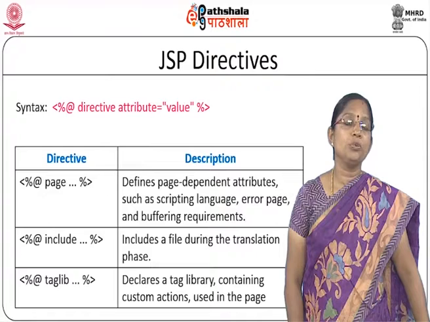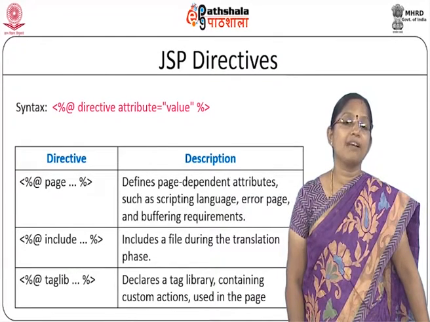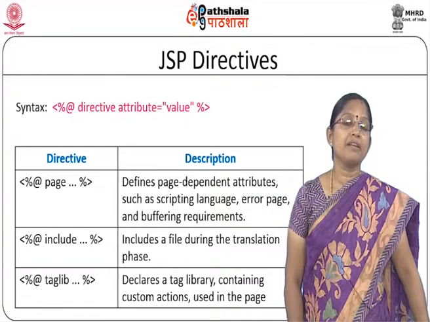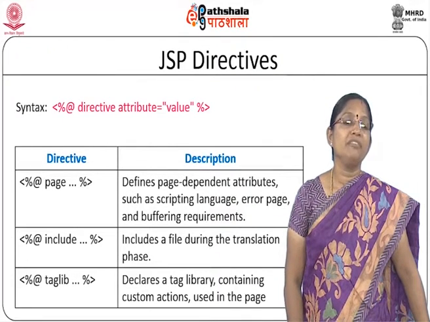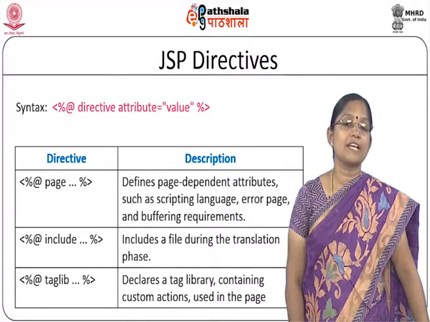If we are going to use an include directive, it tries to include a file during the translation phase. So, during the translation phase, any file that you wish can be included along with this JSP file. If it is a tag lib, this declares a tag library, that is, it contains the custom actions which are to be used in this page.